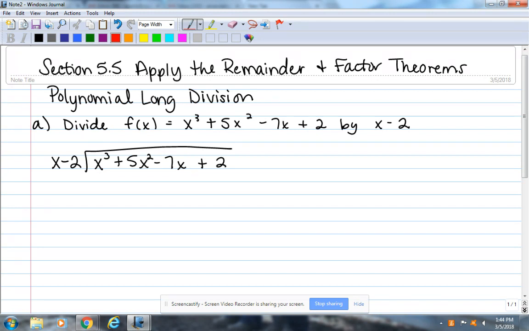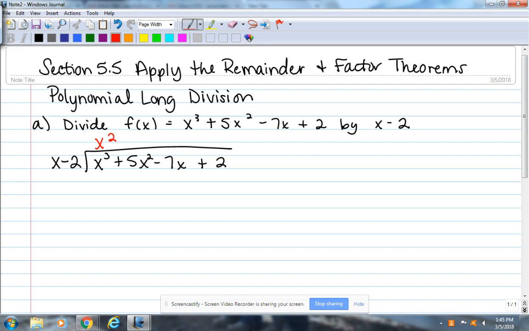Okay, so first you ask yourself, what multiplies times x to get x to the third? What times x equals x to the third? It's not a number, it's a variable, y'all. What times x equals x to the third? x squared. Thank you. That's an 8th grade question.